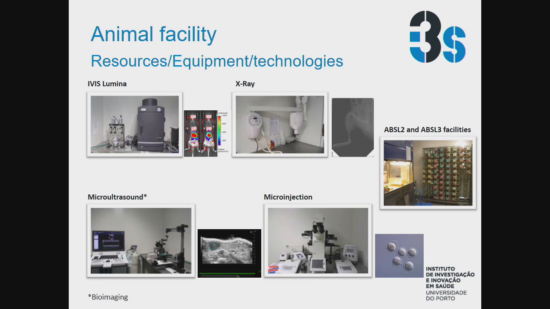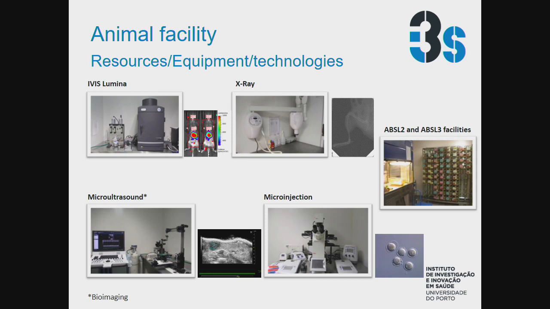So in terms of equipment, I'll not talk about all the equipment that is inside the facility. I'll just focus on those equipments that I think in some way differentiate the facility. So one of them is the IVIS Lumina. The IVIS Lumina is located inside the ABSL2 area, and it allows you to detect luminescence or fluorescence in your animals. So you can mark either your cells or your bacteria or your parasites, and you will be able to do longitudinal studies, so you can get several images of the same animal without having to sacrifice the animal.